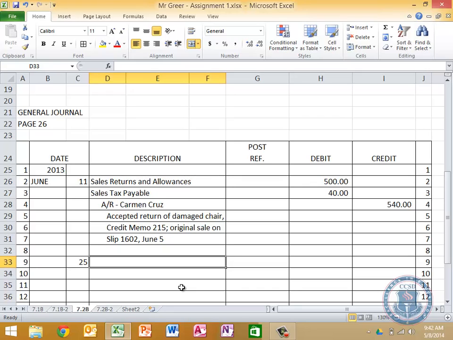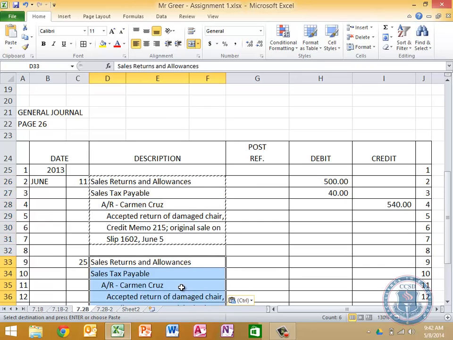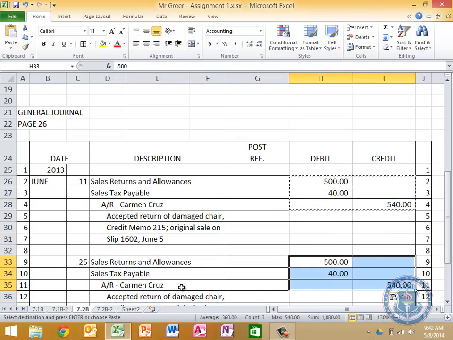So we're going to be doing essentially the same thing. Sales returns and allowances, all this. So what I'm going to do, because I'm a fast Excel guy, is I'm going to come down here and highlight all this and hit copy. I'm going to paste it. And I'm going to go one step further. I'm going to come over here and say copy and paste this. So now I have all of it here.